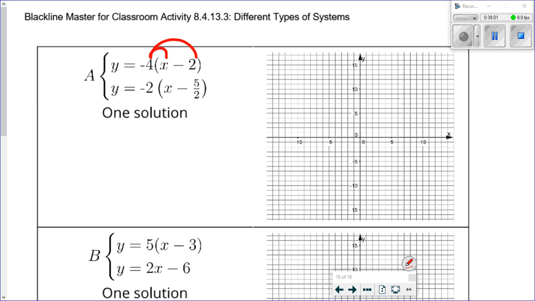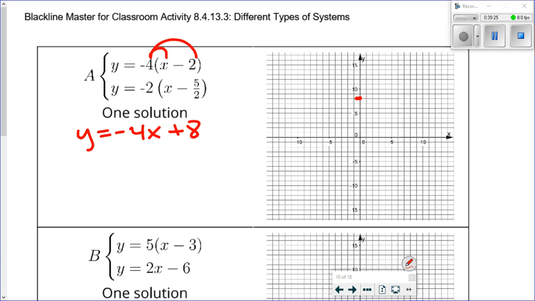I'm going to do so by distributing. So when I distribute the -4, my top equation is -4x, and a negative times a negative makes a +8. Okay? So let's go ahead and graph that equation on our coordinate plane. The initial value is 8, so that tells me to start at 8 on the y-axis. So 5, 6, 7, 8. Plot your point.